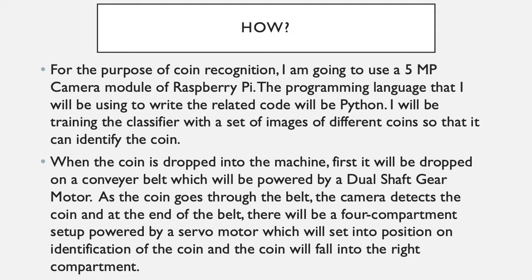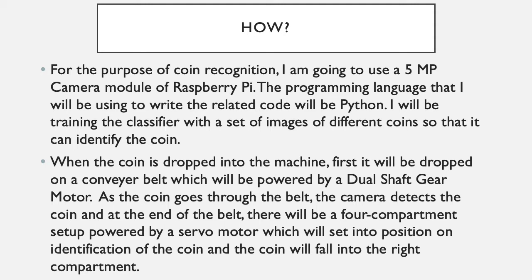And I have trained the classifier with the images of all these coins in different lighting conditions and in different orientations. So when the coin is dropped into the machine, first it will be dropped onto a conveyor belt, which will be powered by a dual shaft gear motor. As the coin goes through the belt, the camera on the top of the belt detects the coin, and at the end of the belt there will be a 4 compartment setup powered by a servo motor. The picture of this 4 compartment setup is provided in the later stages of the presentation.